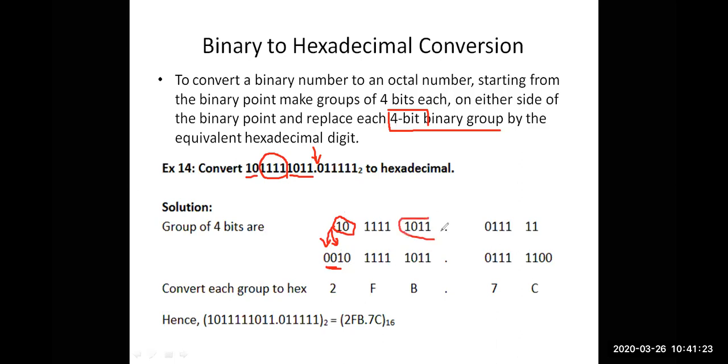Now 1011, what is the hex equivalent? Use the 8421 rule. So 1 0 1 1 is 8 plus 2 plus 1, which is 11, and 11 is represented by hex B. Okay, we should not write 11 here, because when we represent 11 in a hex number, it will treat 1 and 1 separately. So whenever we have decimal 11, it should be written as B. The next is 1111. All ones are there. So 8 plus 4 plus 2 plus 1 is 15, and its equivalent hex is F.